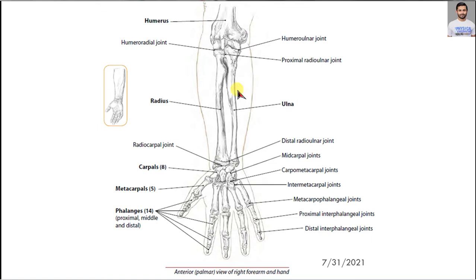So in anatomical position, the radius is towards the thumb and it is the lateral bone. The ulna is toward the medial side or towards the chest or tummy. So this is the medial bone. The anterior aspect of the forearm can be seen.